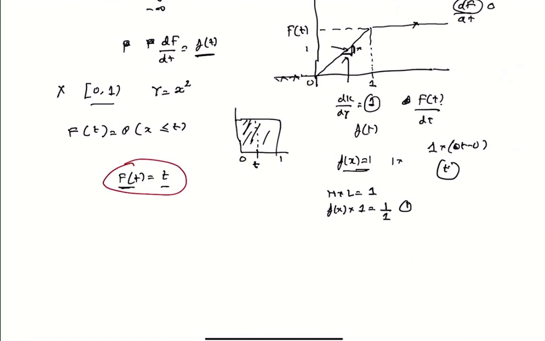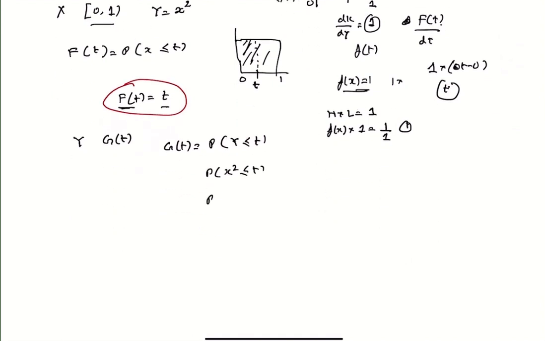Now we know that F of t is equal to t. Let's assume that for y the distribution function is given by G of t. So G of t is going to be the probability of y less than or equal to t, but y is x square, so that is given by x square less than or equal to t, which is going to be the probability of x less than or equal to the square root of t.